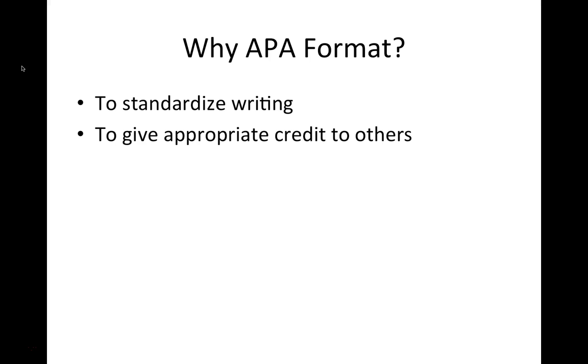So we use APA format primarily as standardized writing. It allows us to expect a certain style and voice and level of citation from other people's work, so we can skim over some of those pieces and focus on the content of the writing. It also gives us a certain standard that we expect all writing to adhere to. And so while a lot of people think of this as silly details, this is actually a really important piece of being able to communicate with one another in this discipline. It's also a way for us to give appropriate credit to others and avoid plagiarizing people.